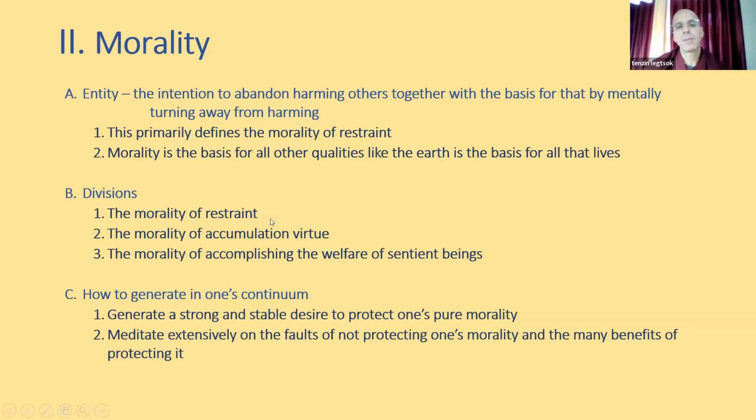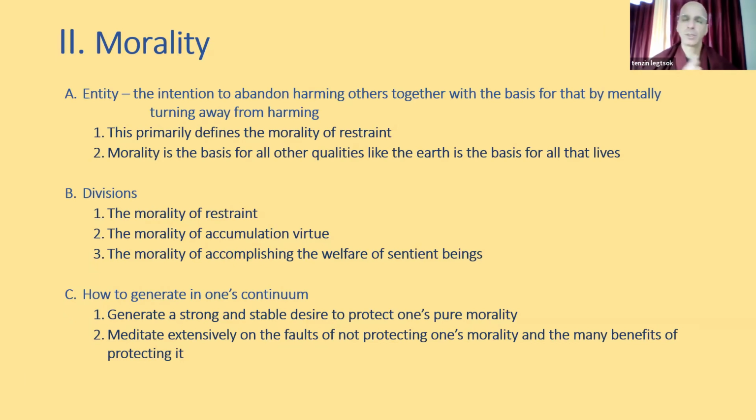And then there are three primary types of morality. The morality of restraint is the one we most commonly think of, refraining from harming others. But then there's also the morality of accumulating virtue. For us to develop our spiritual qualities, to develop patience, wisdom, kindness, all these qualities of mind, it requires a kind of fuel of positive energy.